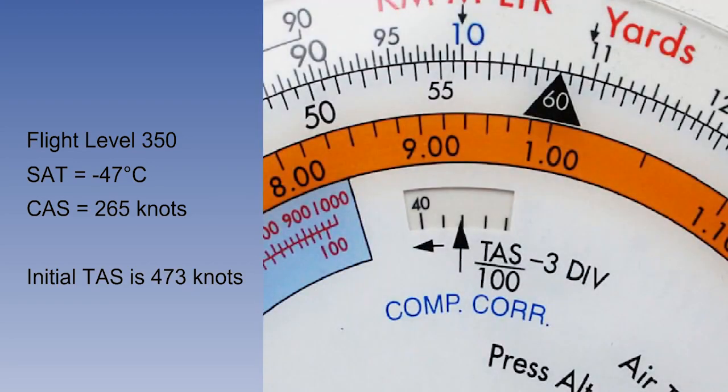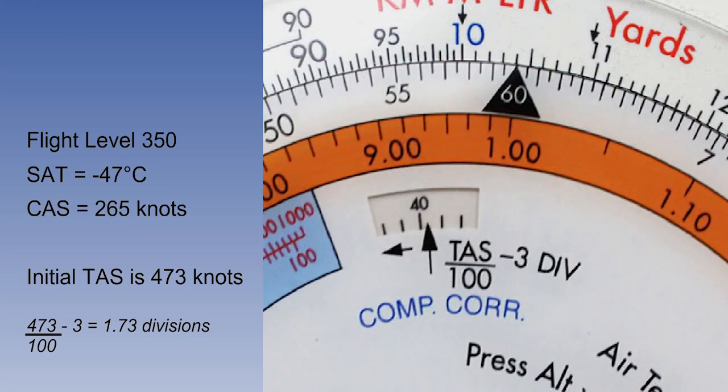Look at the term written under the compressibility correction window. It says TAS over 100 minus 3 divisions. So divide the initial TAS by 100 and subtract 3. This gives us 1.73 divisions. Now, in the compressibility correction window, move the index arrow 1.73 divisions to the left.